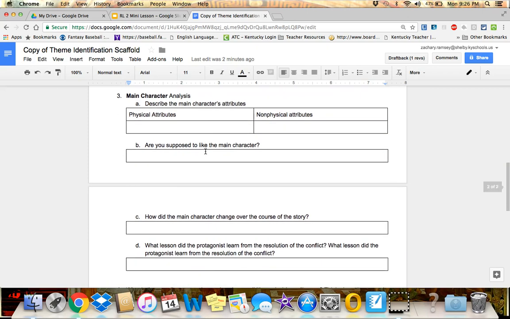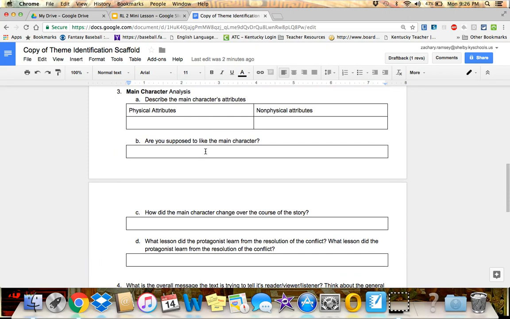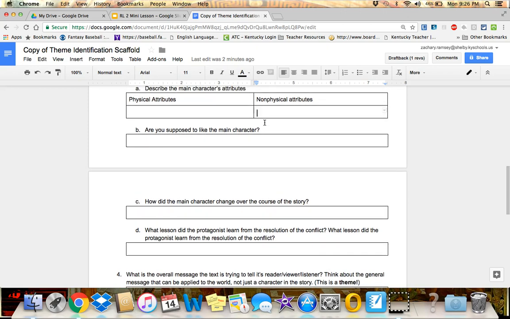The next thing I want you to think about is the character. So think about this main character. How is this person described? What are the physical attributes? What are the non-physical attributes? So these things, the physical attributes may be what the character looks like. Okay, the non-physical attributes may be the character's emotional state. Okay, so think about those character traits.